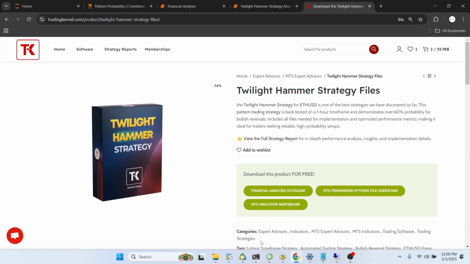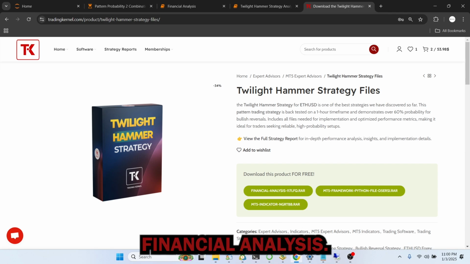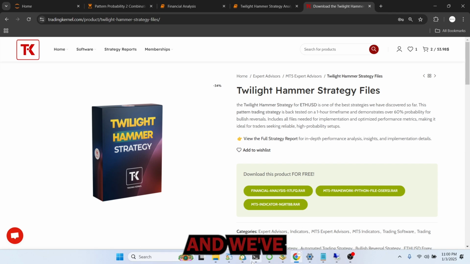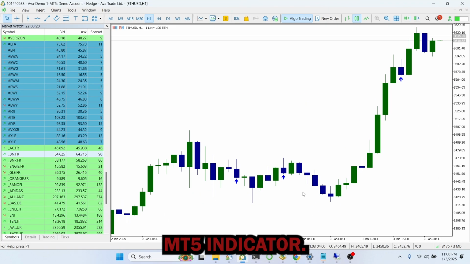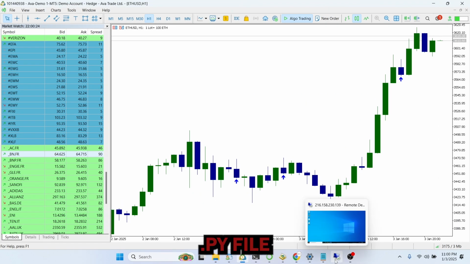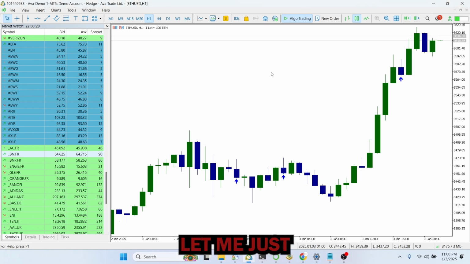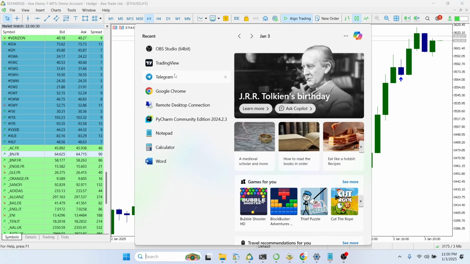So we've looked at the financial analysis, we've looked at the strategy report, and we've also looked at the MT5 indicator. So let's take a look at the strategy .py file on our Shreya framework. I'm going to open this on my VPS. Let me just reload my VPS here.